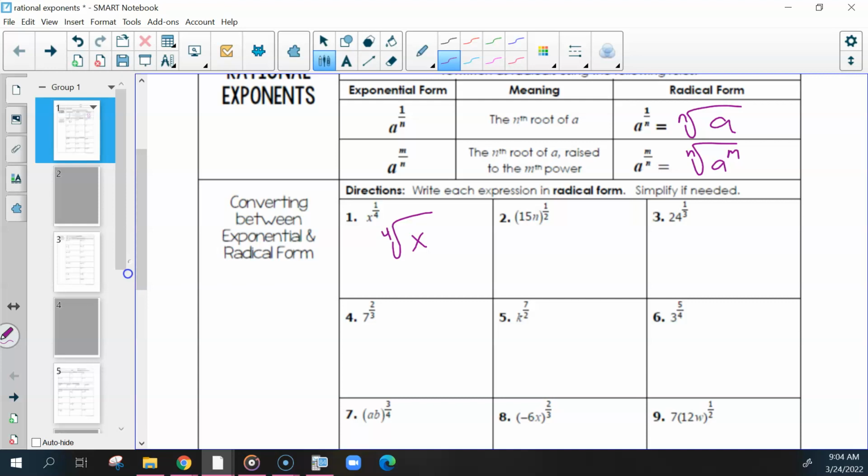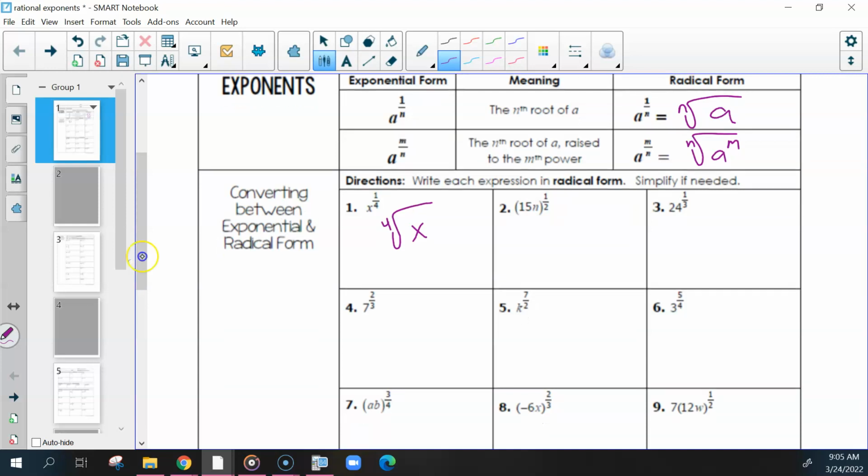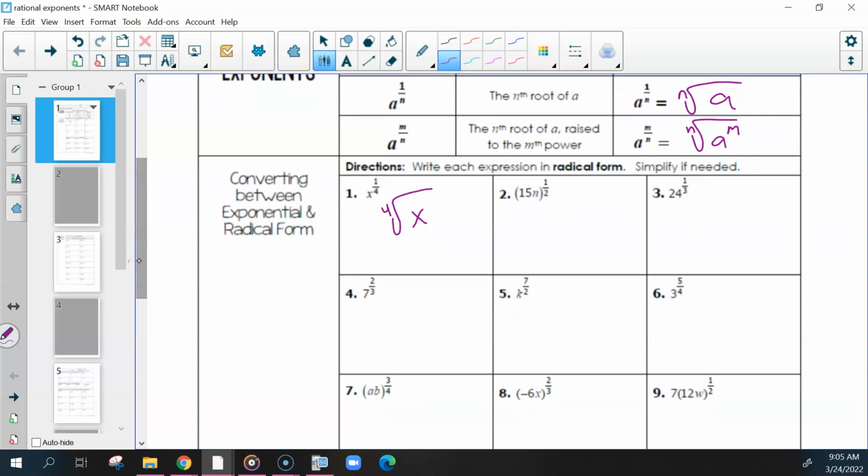Look at the next page now. Alright, so you're at the bottom, the multiplication. Some of them will get a little more involved.